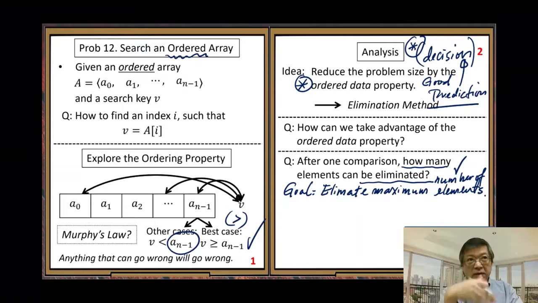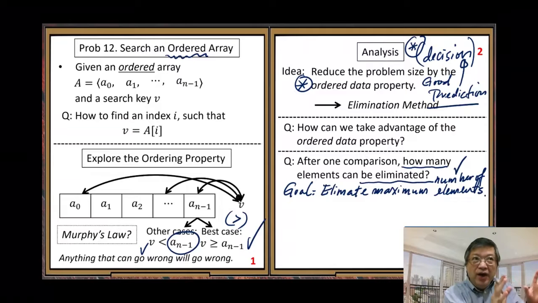Our thinking needs to be based on at least part of Murphy's Law. Why? Because this is what we can call the worst case, not the worst, worse than the best case. So this case we treat as something going wrong. When it goes wrong, we understand it this way: we will get a relatively worse solution. That's something we match to that go-wrong thing.